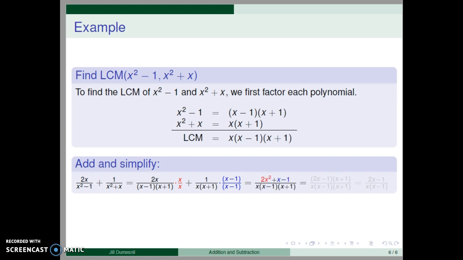Now we add our numerators to get 2x squared plus x minus 1 over the common denominator still in factored form. To see if any simplification is possible, we need to factor the numerator. Since 2x squared plus x minus 1 factors into 2x minus 1 times x plus 1, we see that a factor of x plus 1 can be canceled. Thus we get 2x minus 1 over the product of x and x minus 1 as our final simplified answer.